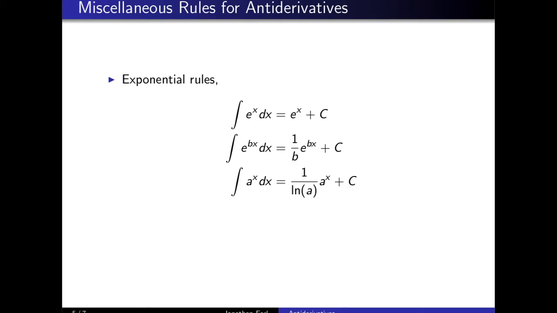And then we have one for just an arbitrary power. The antiderivative of a to the x, done with respect to x, is a to the x divided by the natural logarithm of a, plus our arbitrary constant c.